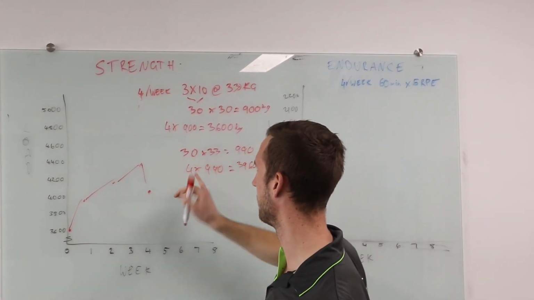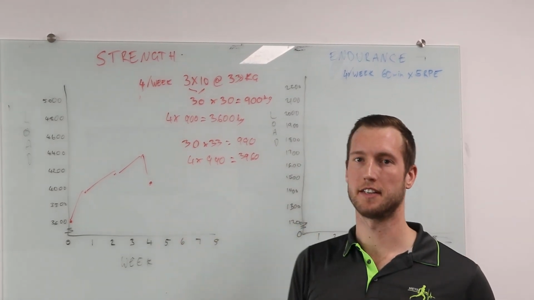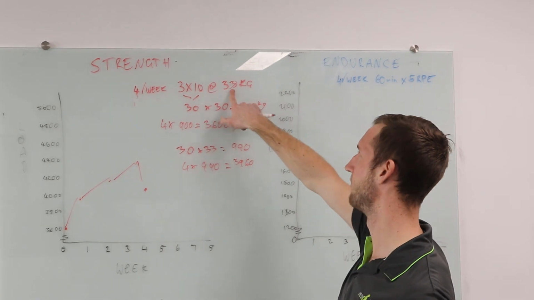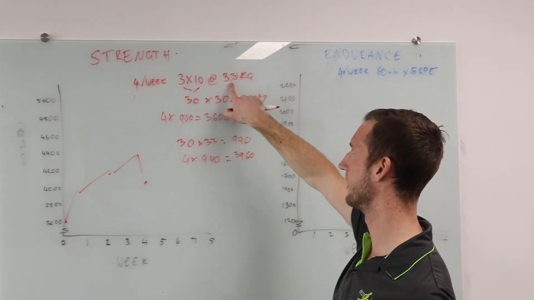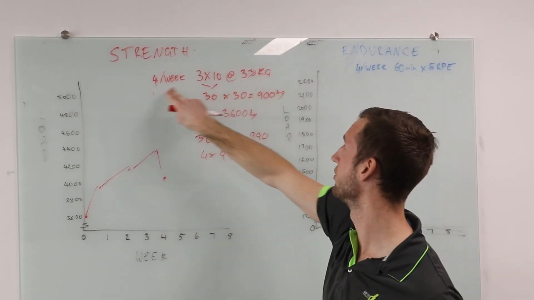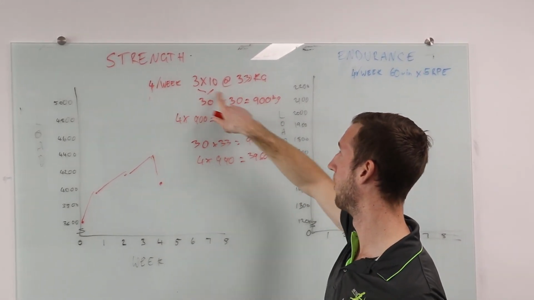Now the way we come down 25%, we're not allowed to change the intensity. Just like with tapering, we can't change the intensity, it must stay the same. So what that means is, in this example, the intensity is the weight lifted. If we were at 33 kilos, we need to keep it at 33 kilos. So how can we reduce by 25%? Well, either of these things.